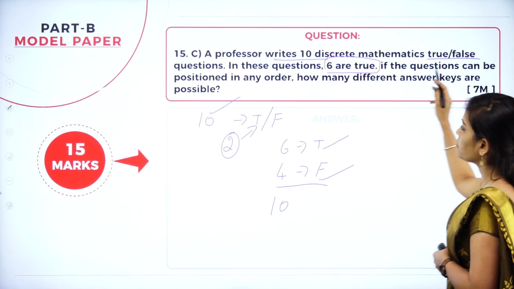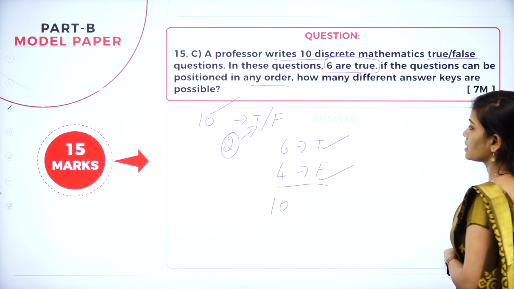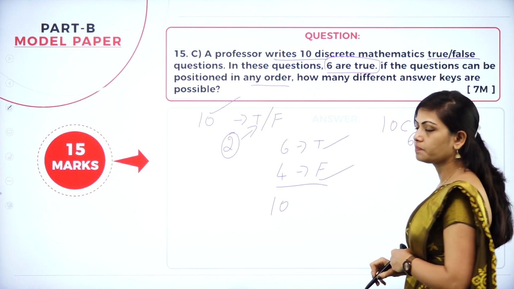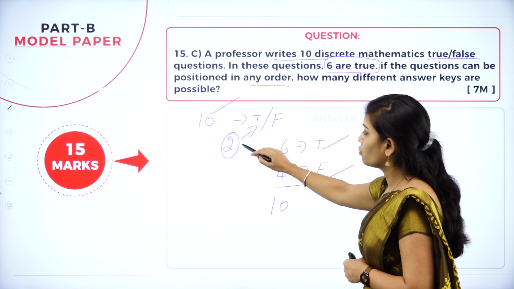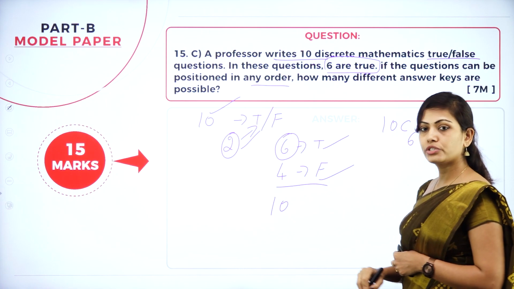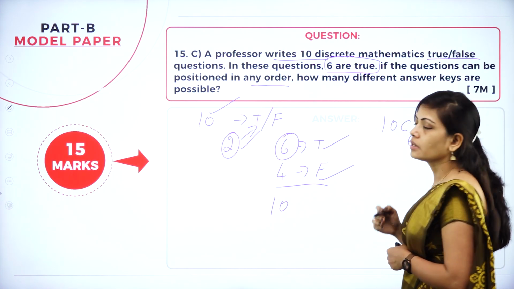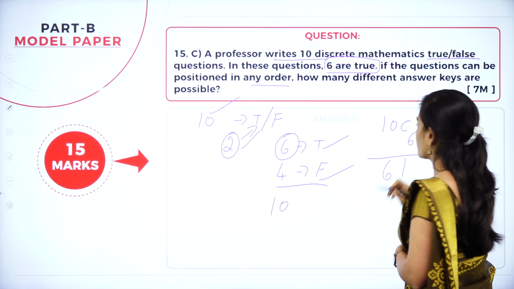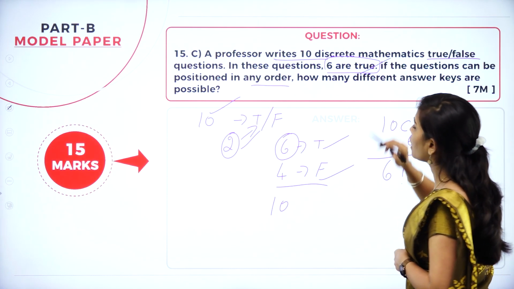If the questions can be positioned in any order, how many different answer keys are possible? So 10C6, clear? So totally 10 questions are there, and we have 2 possibilities. Out of 10 questions, we have 6 true questions, and how many possibilities are there for answer keys? So 10C6 divided by 6 factorial is the correct answer. So 10C6 and 6 are true.